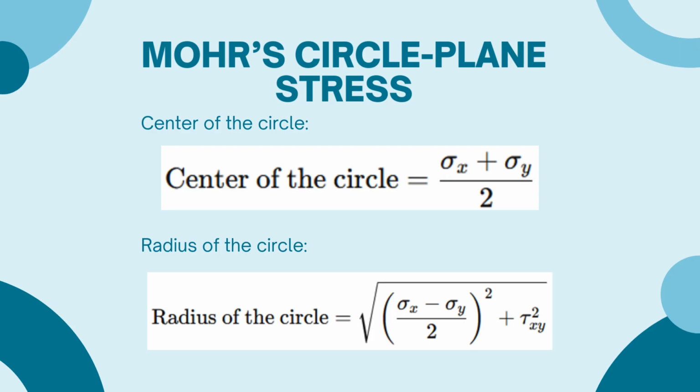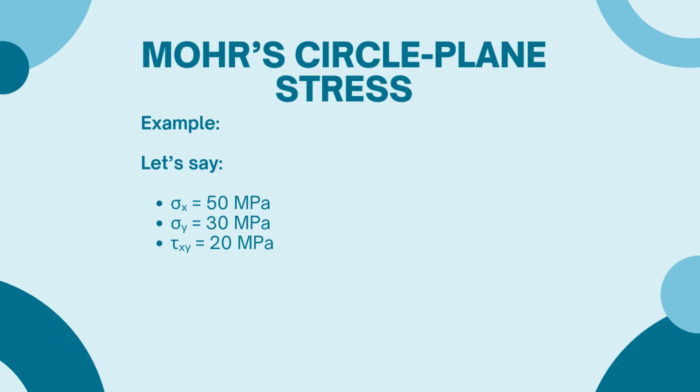Now, let's focus on the center and radius of Mohr's circle. The center of the circle is calculated as the average of the normal stresses in the x and y directions. This is given by the formula: center of the circle equals sigma x plus sigma y, over 2. The radius of the circle is calculated using the difference between the normal stresses, along with the shear stress. The formula for the radius is: radius of the circle equals the square root of, sigma x minus sigma y over 2, squared, plus tau squared. The center and radius are essential for accurately plotting Mohr's circle and determining the principal stresses and maximum shear stress.